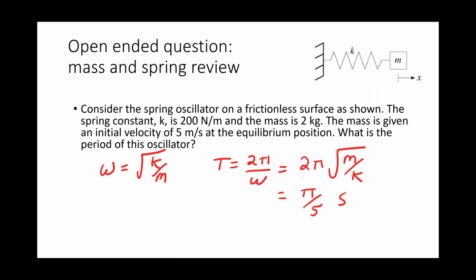Okay, the last of the kind of open-ended problems that we work through in groups. So this is just a mass on a spring, and I know the spring constant, I know the mass, and I know the initial velocity. So I can find the period, looking at the same equation I looked at before.